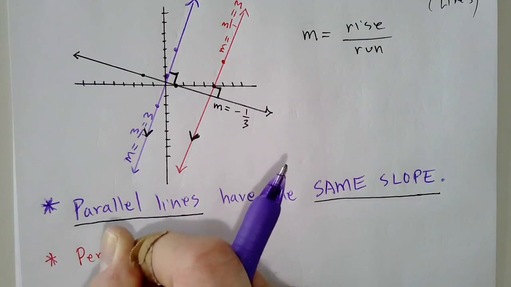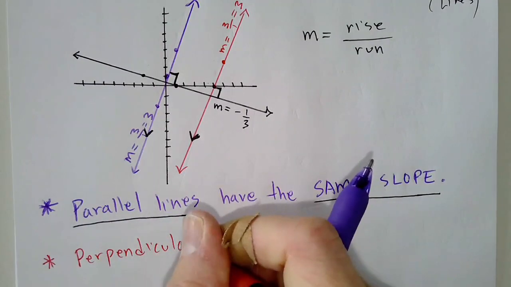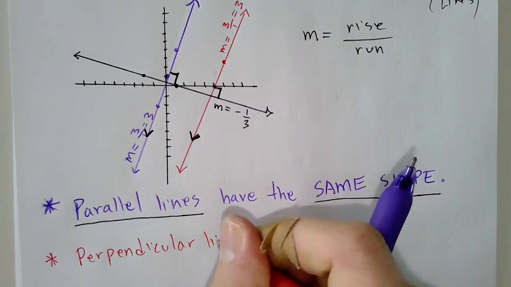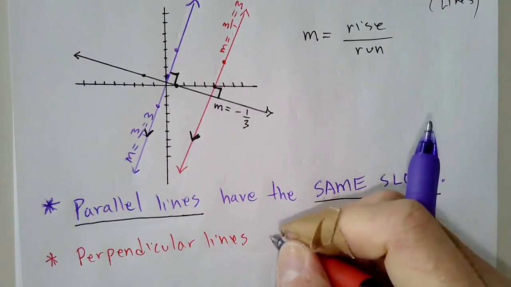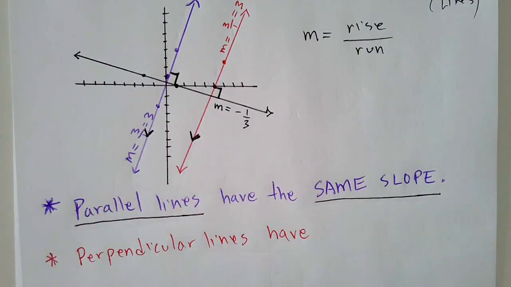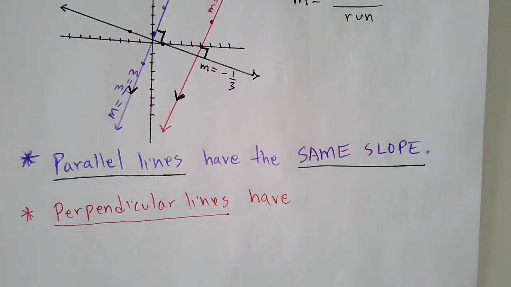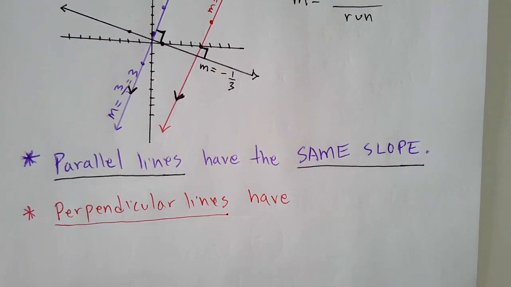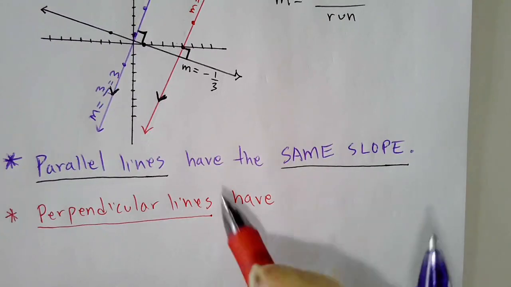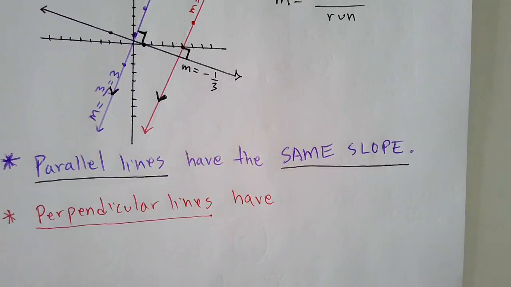Perpendicular lines have, this is the second big learning point of the day. There's only two big learning points of the day. Perpendicular lines, and I need a thicker pen, but that's okay. Have, and what we call this is, well, take a look at this. 3 versus negative 1/3.